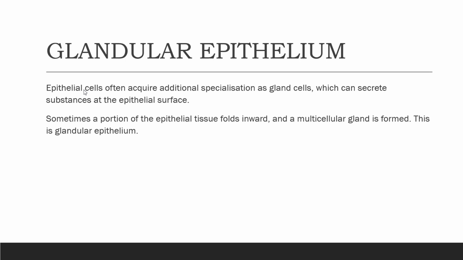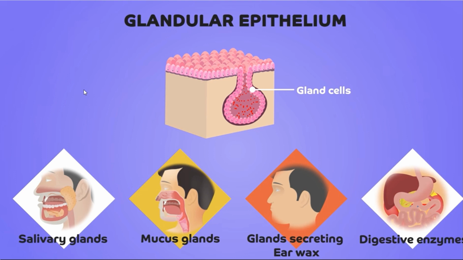Okay, sometimes a portion of epithelial cells fold inwards and a multicellular gland is formed. This is called glandular epithelium. You can see there are a number of cells which are invaginated inside and forming a gland. So they are present in salivary glands, mucus glands, glands secreting earwax, the digestive system having different kinds of glands for production of enzymes, glands which produce hormones, mammary glands which produce milk, and sweat glands on the skin. All are glandular epithelium.